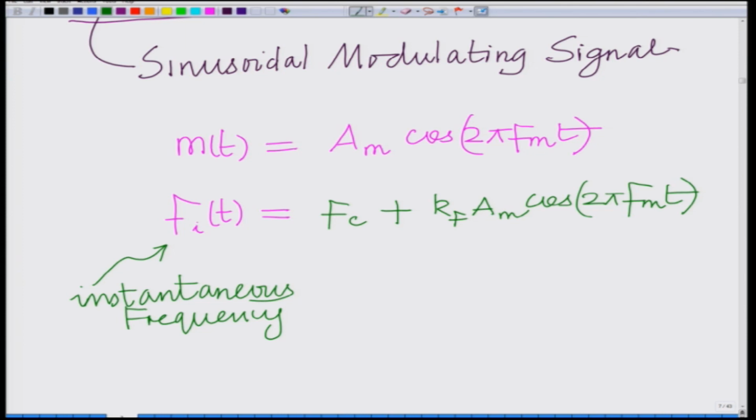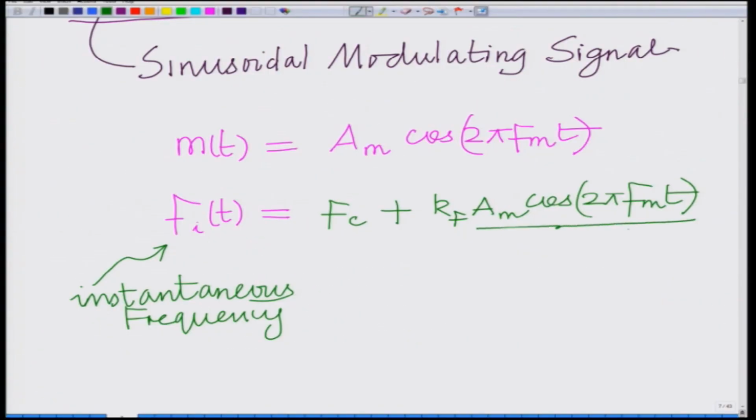So, the frequency is basically the frequency of the unmodulated carrier fc. To that you are adding a component, so that the frequency is now modulated by the message signal. So, the instantaneous frequency becomes fc plus kf times Am cosine 2 pi fm t, because Am cosine 2 pi fm t is our message signal. So, this is m(t). So, f_i(t) is fc plus kf times m(t), where m(t) is the message signal.